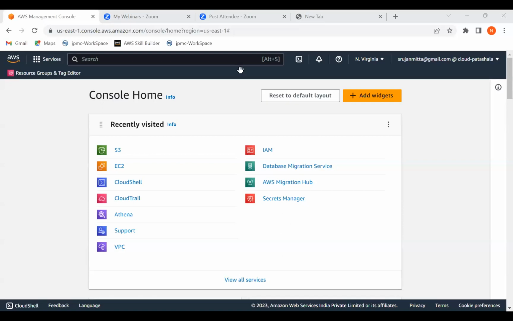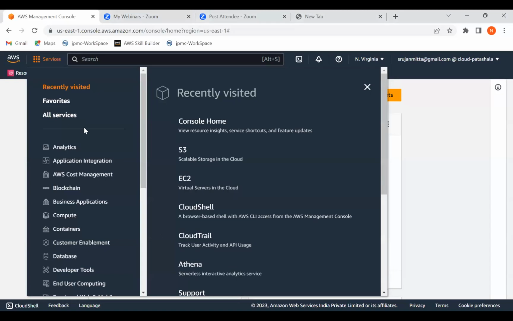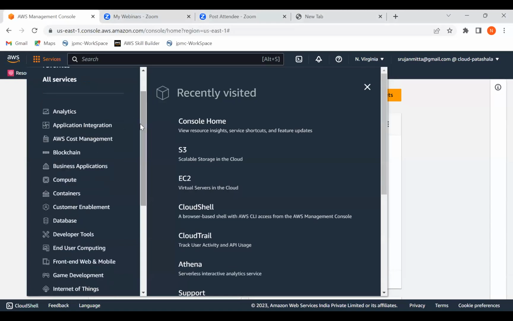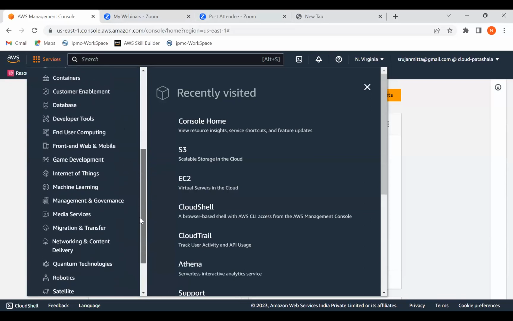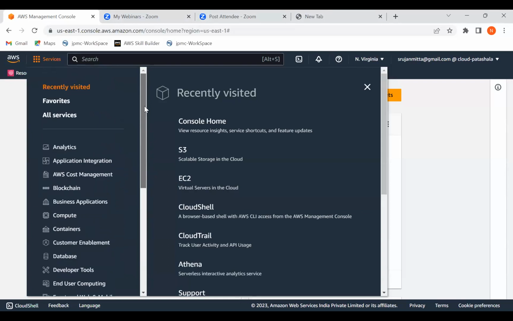Okay, so this is the console actually, and you can see the services here. You can see various services, n number of services. You can see analytics, blockchain, compute, container, database, developer tools. Different things are there, right?